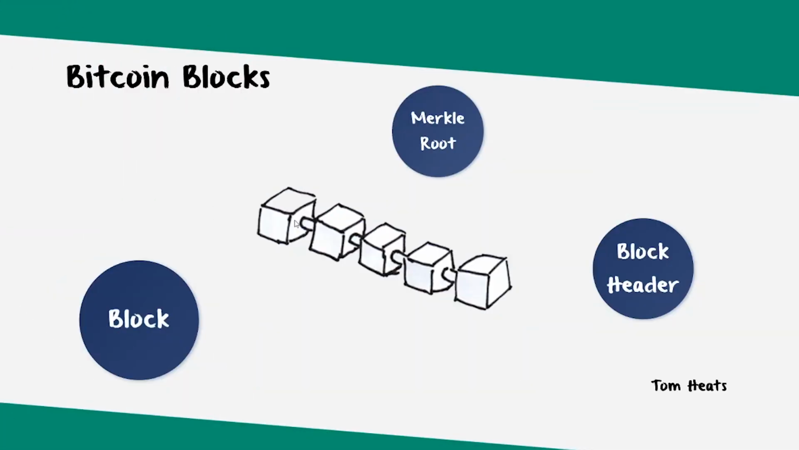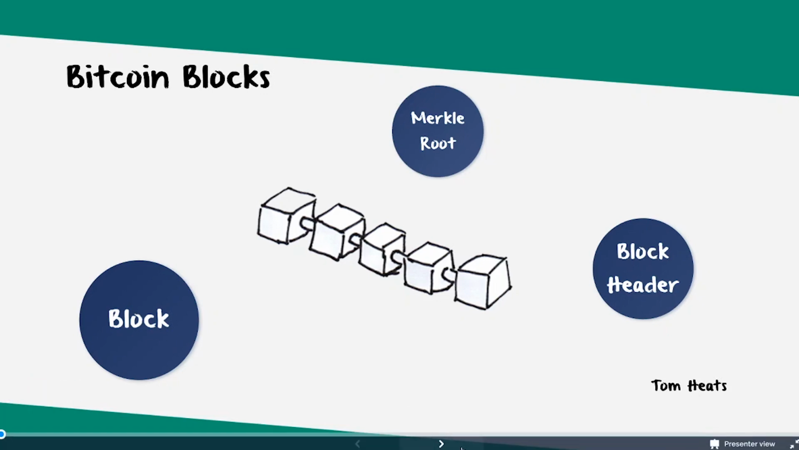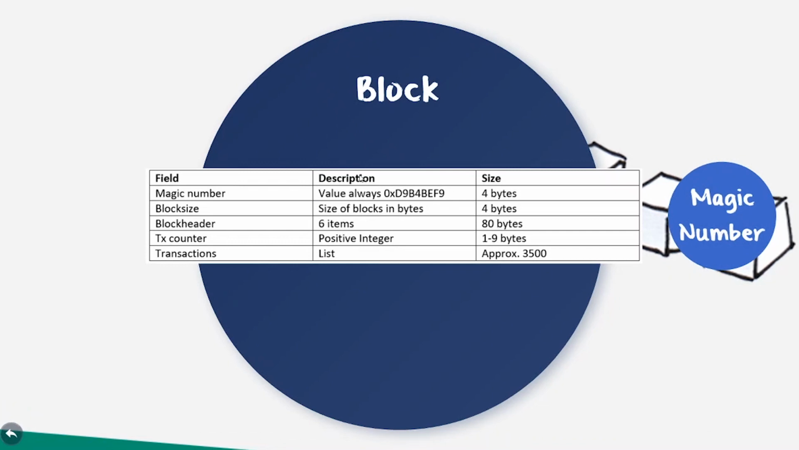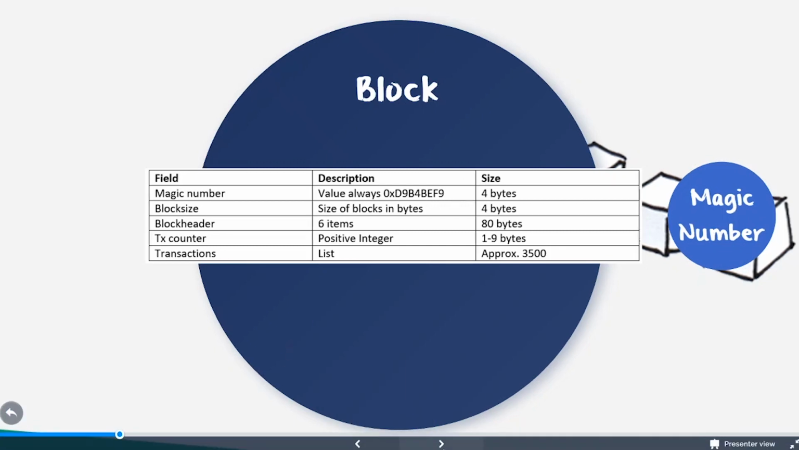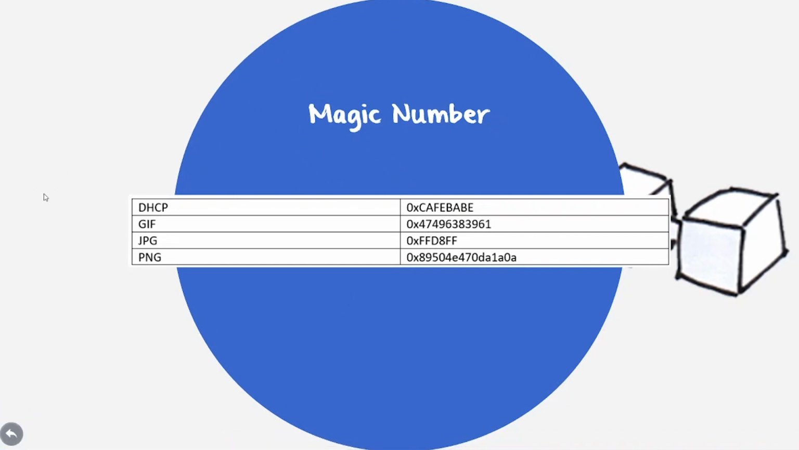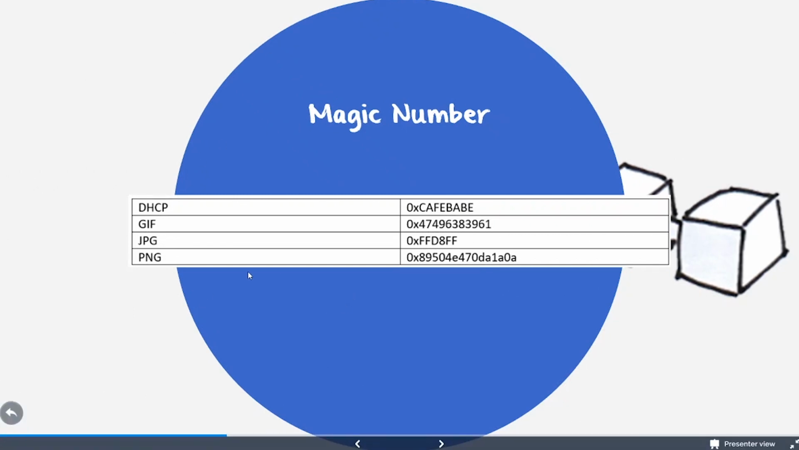So let's dive into Bitcoin blocks and what components they actually consist of. At first we have the magic number, and this is just a usual number which will always stay the same. This is 4 bytes, and if you're not familiar with the term magic number, it is just a number which describes the type of data we have to deal with.